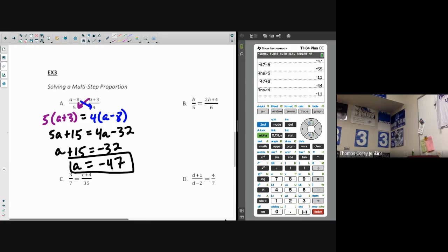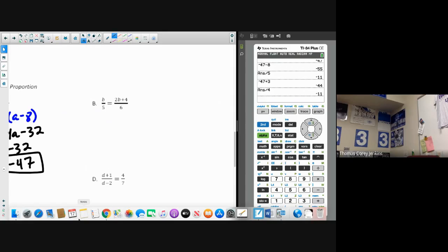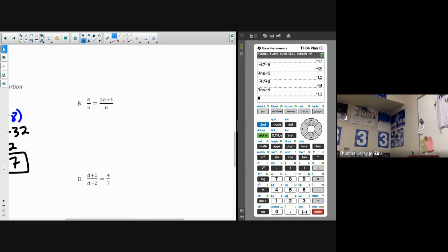All right, looking at B. So again, you could use cross products here. But I'm going to use my shortcut on this one. Actually, let me see what the other one looks like first. Let me use my shortcut on C. I'll do cross products again on this one. All right, so 5 times the quantity 2b plus 4. That's one of my cross products. Set that equal to the other side, which is b times 6, which we usually write as 6b, not b6.